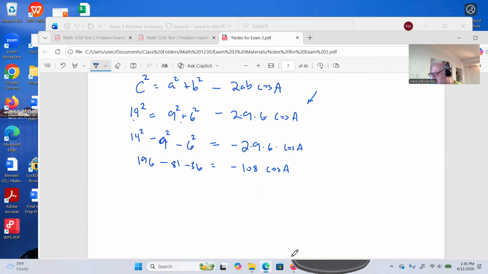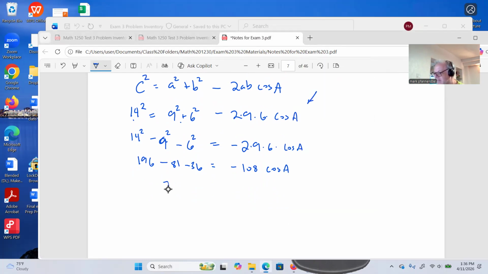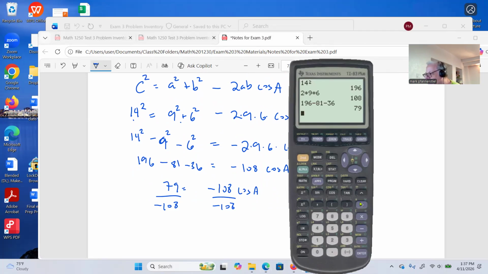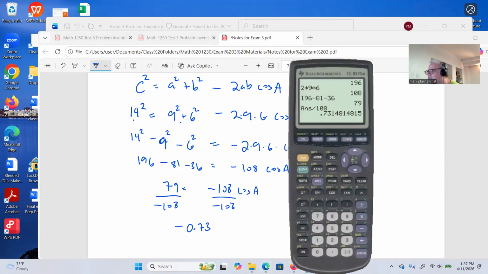All right. So now we can go ahead and figure out what's going to happen on the left-hand side. So I've got 196 minus 81 minus 36 equals, and we end up with 79. So this left-hand side, 79 equals negative 108 cosine of A. Let's go ahead and divide both sides by negative 108. So we have 79 divided by 108. I know it's negative, so I'm keeping track of that on my own. So we have negative 0.7315.